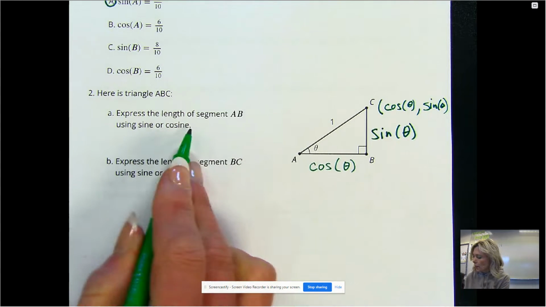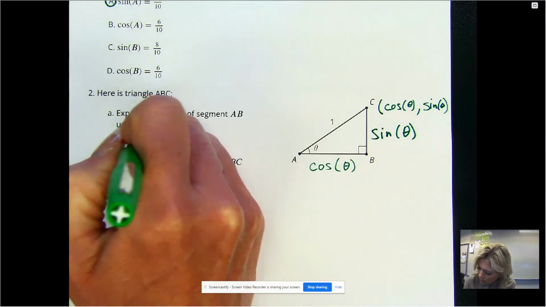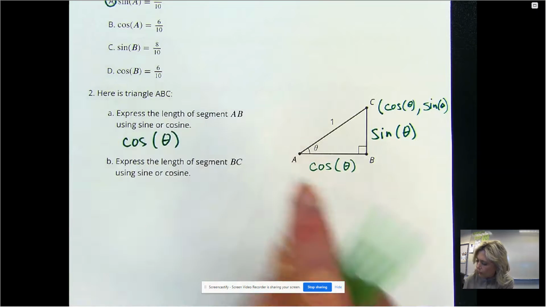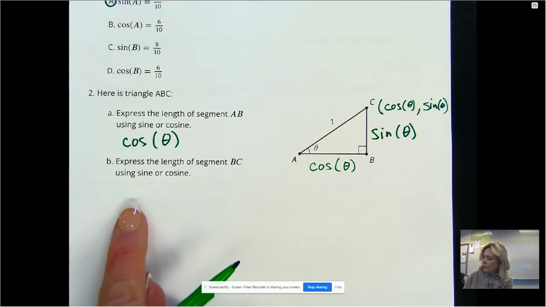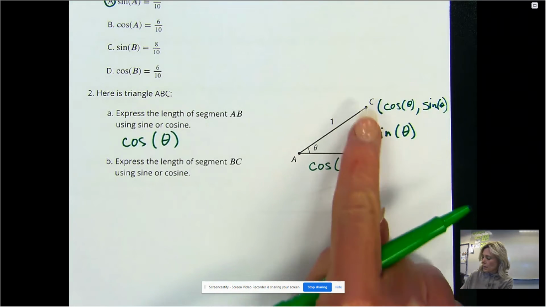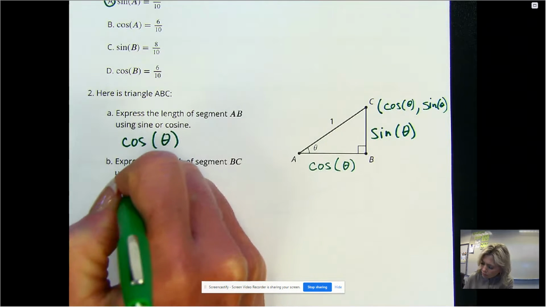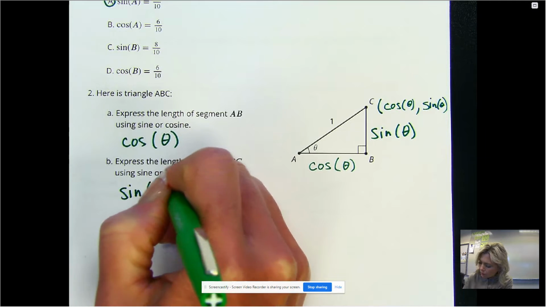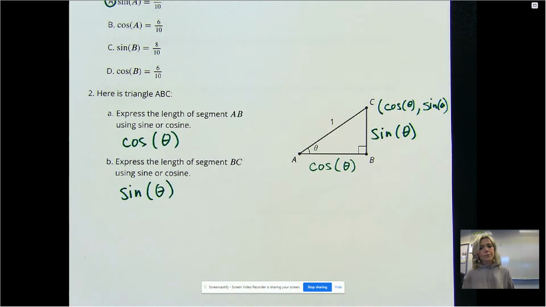And so segment AB is this leg down here. It's the cosine of angle A, which has a measurement of theta. And then BC is this segment here. It's the sine of angle A, which has a measurement of theta. All right.